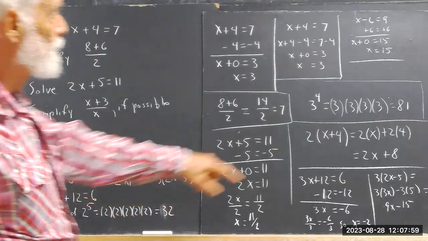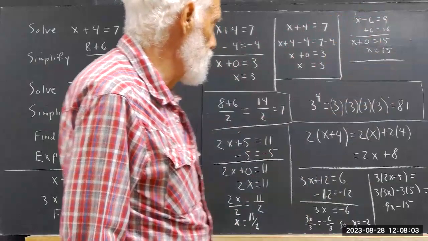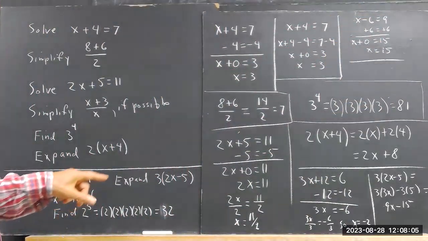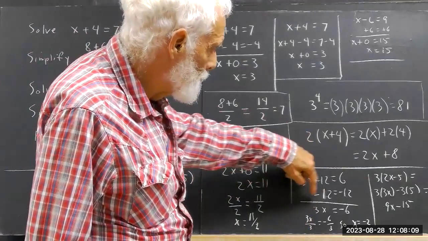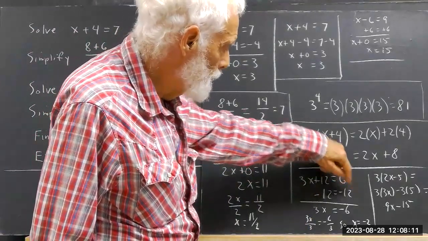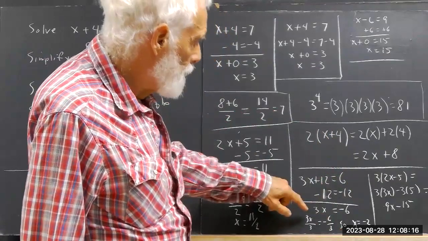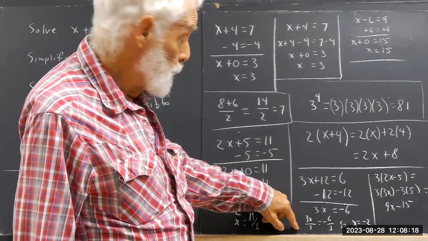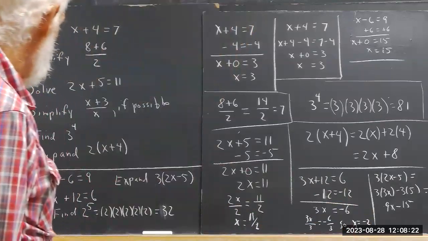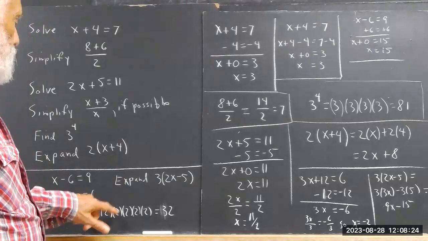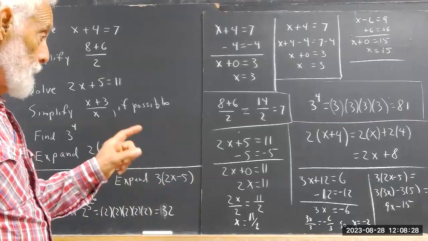x minus 6 equals 9. We add 6 to both sides. We get a 0 here and a 15 here, so x is 15. 3x plus 12 equals 6. Did that one down here. I added negative 12 to both sides. That gave me 3x equals negative 6. Divided both sides by 3. And I got x equals negative 2. 2 to the 5th is 2 times 2 times 2 times 2 times 2, which is 32. People picked up on that.